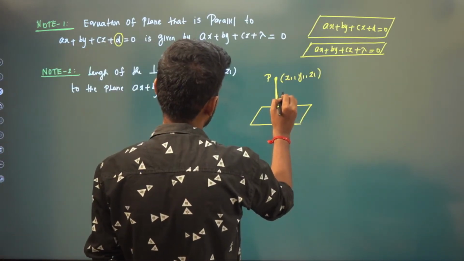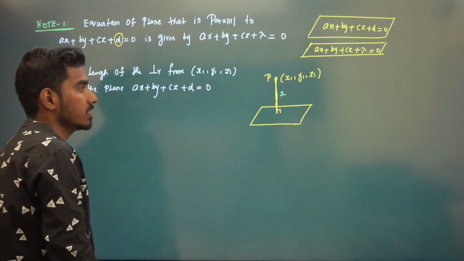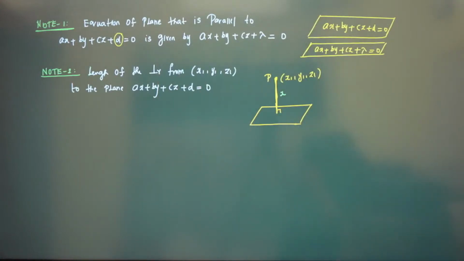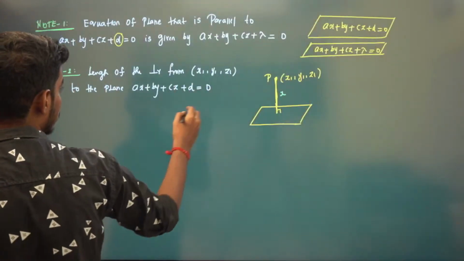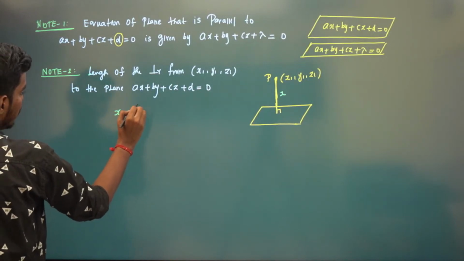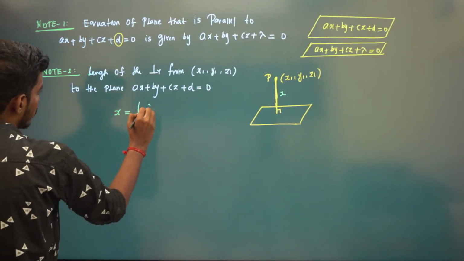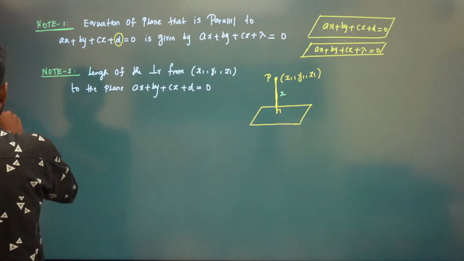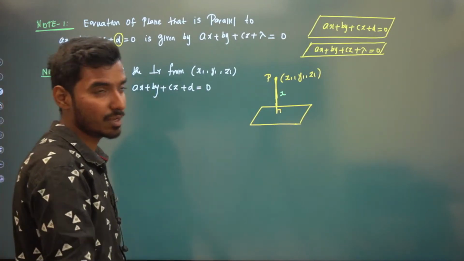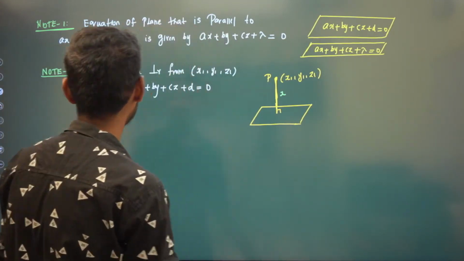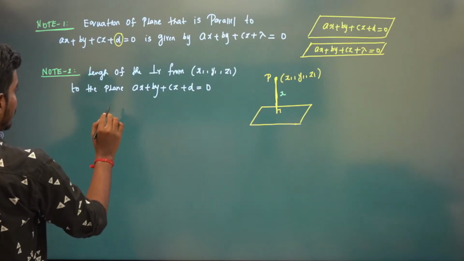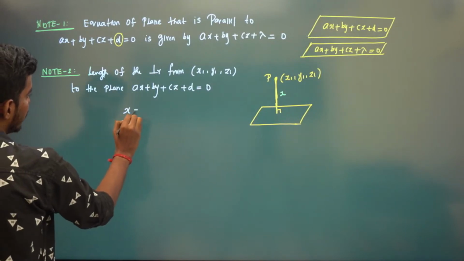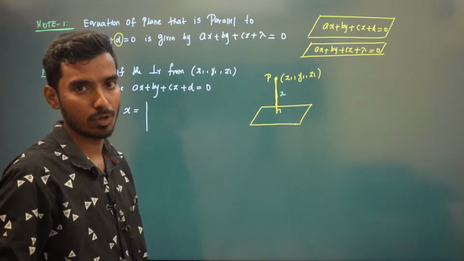Let us say it is equal to some x. So x is the length of the perpendicular from (x1, y1, z1) to the plane. This x is given by a very important formula, the modulus of... Presentation is very important, I should not change color in between. So this x is given by, since it is distance, I'm putting modulus here.